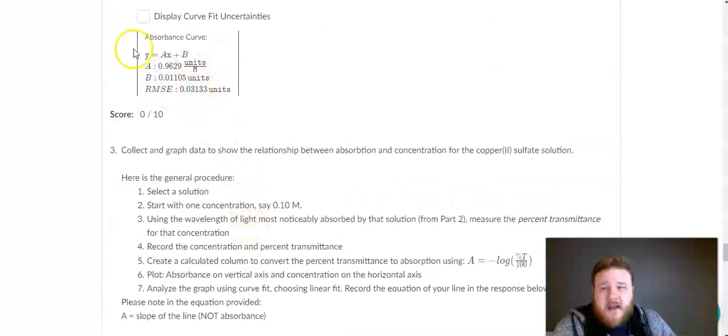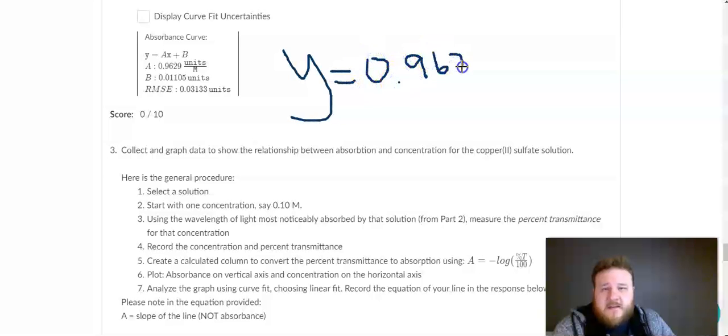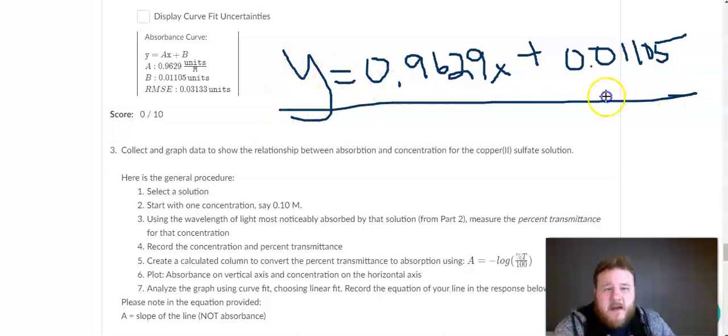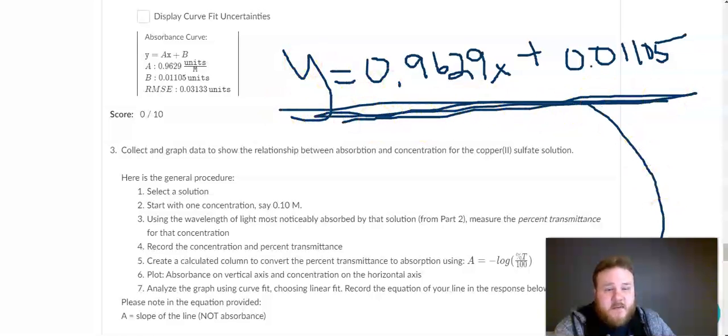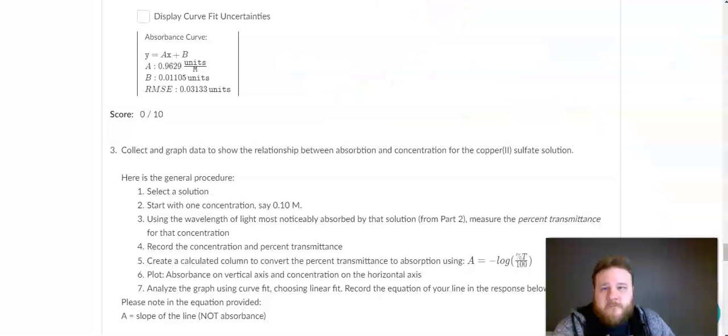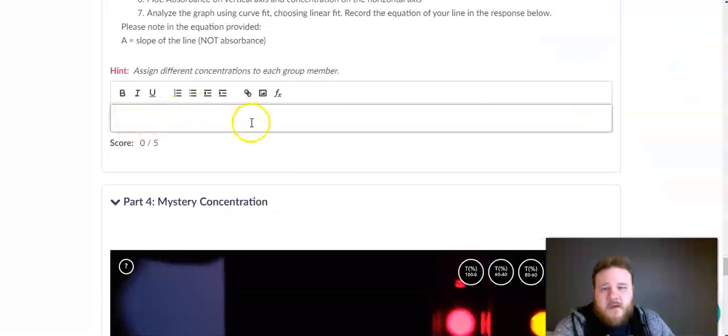So this is what I got. Y equals 0.9629x, where y is my absorbance and x is my concentration, plus 0.01105. That is my equation, and that's what I am putting in this blank spot right there. So you put your equation right there.